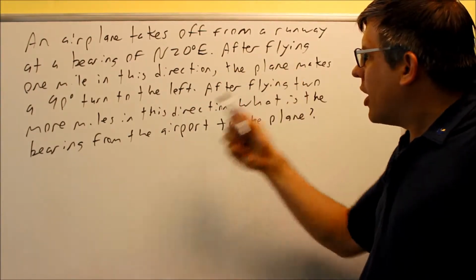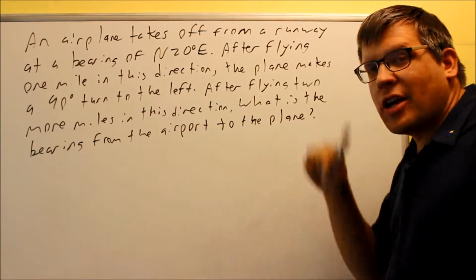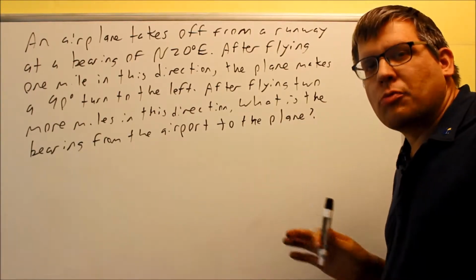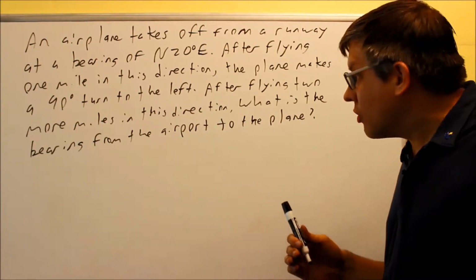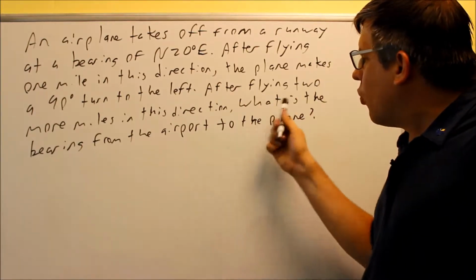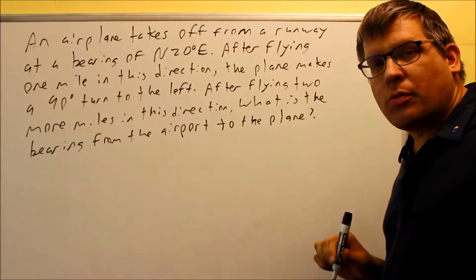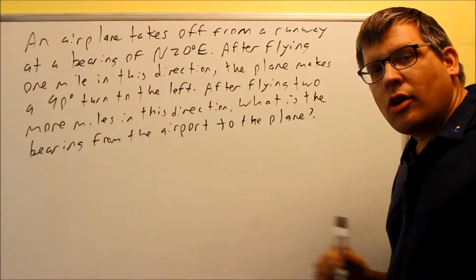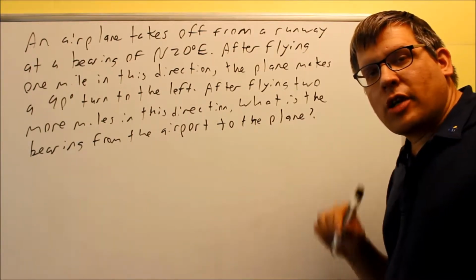After flying 1 mile in this direction, the plane makes a 90-degree turn to the left. So we'll assume that an airplane can actually make a right 90-degree turn. We'll assume that. After flying 2 more miles in this direction, what is the bearing from the airport to the plane? So the first thing we have to do, we need to draw a triangle that relates this information.